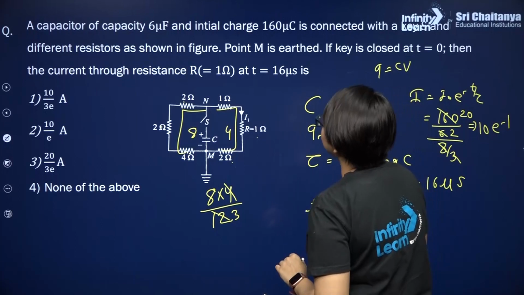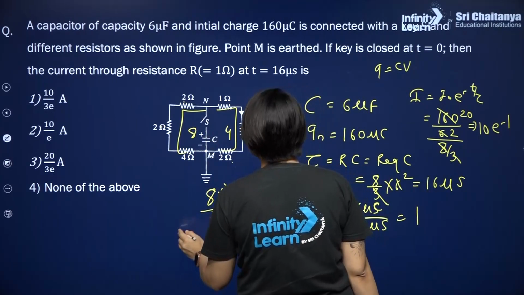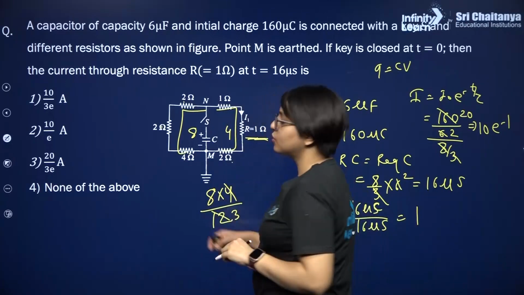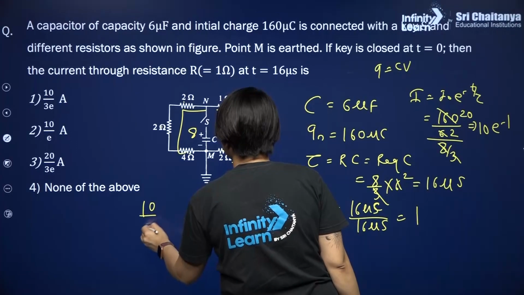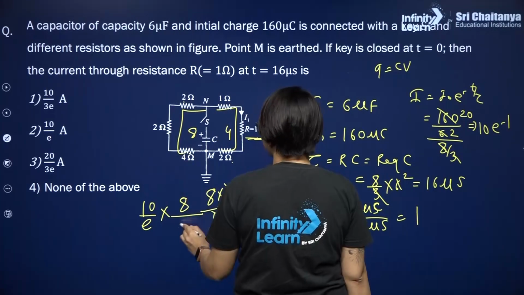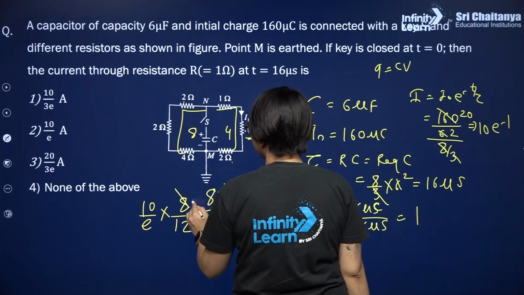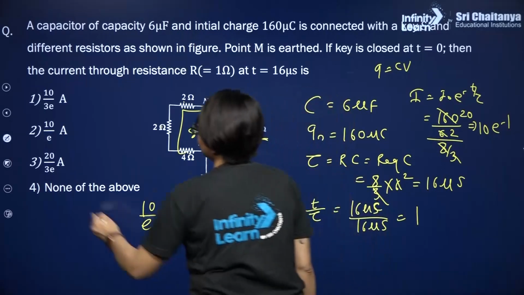So, we need to find the current through this resistance. 10 upon e is the total current, so this will divide itself in the inverse ratio of the resistances over here. So, 10 upon e will divide itself in the ratio of 8 upon 8 plus 4, that is 12. So, it is 20 upon 3e, that is option 3.